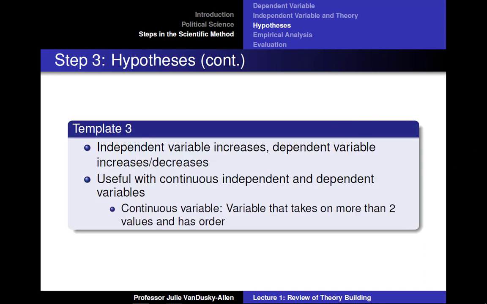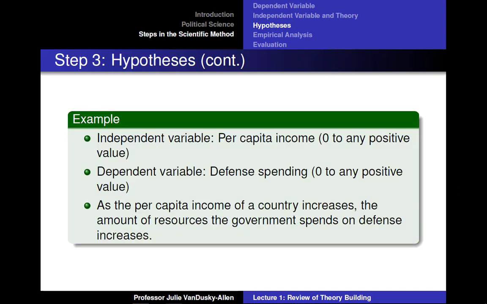The last template is useful when we have an independent variable and a dependent variable that are both continuous and take on multiple values, or more than two values. It is the independent variable increases, dependent variable increases/decreases template. For example, imagine our independent variable is the per capita income of a country and our dependent variable is defense spending of a country. Both variables are continuous as they take on more than two values and the values have inherent order. Our hypothesis could be as the per capita income of a country increases, the amount of resources the government spends on defense increases.